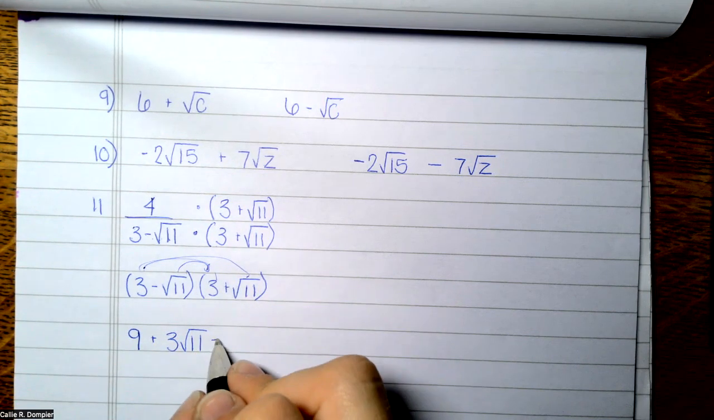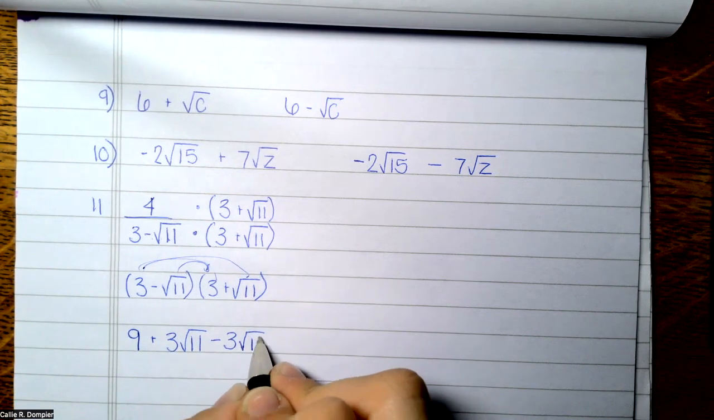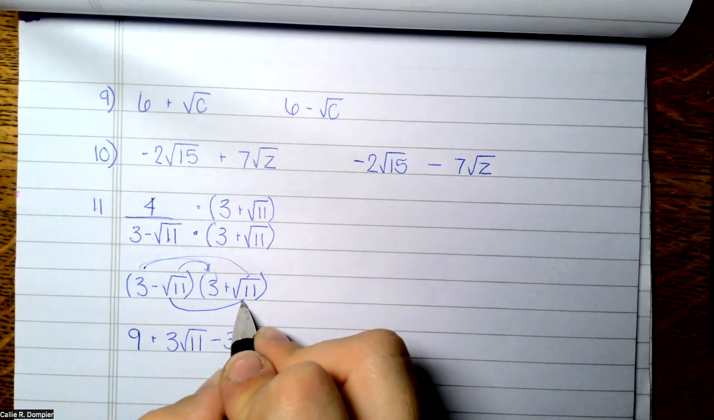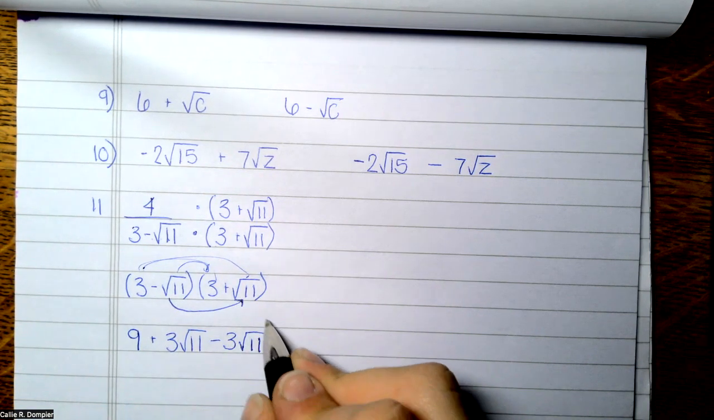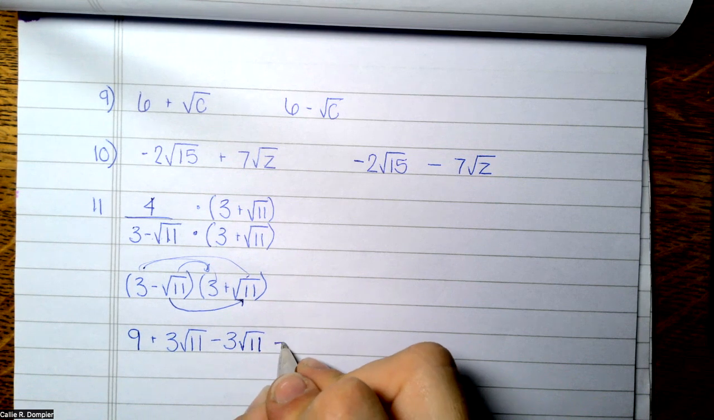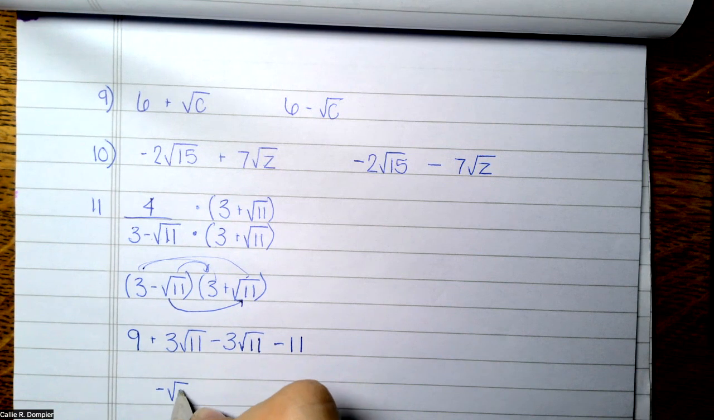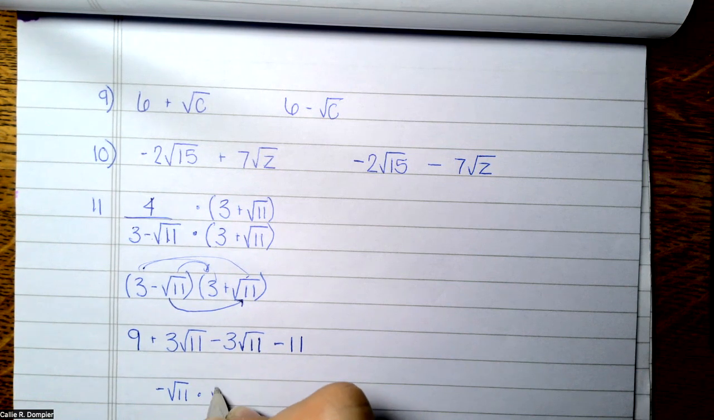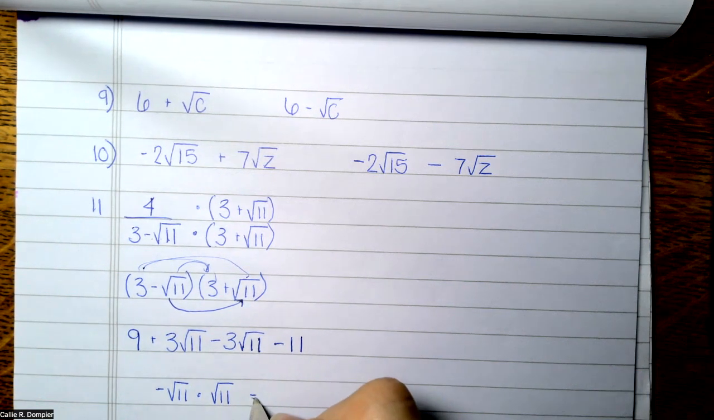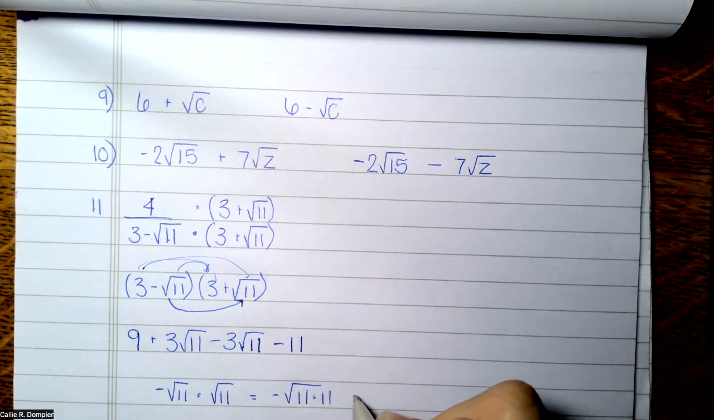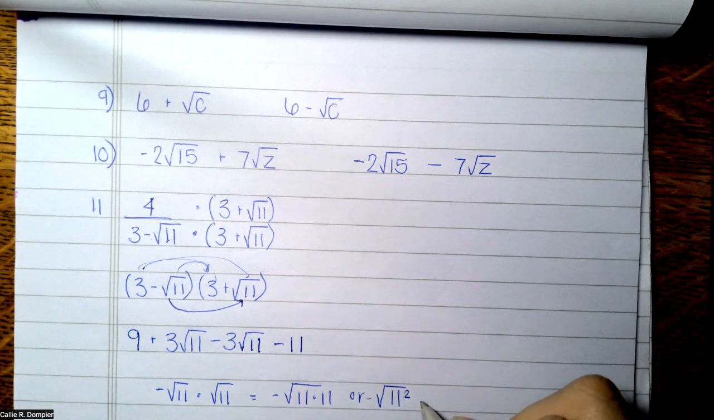Inside, minus 3 square root 11 last. Negative square root of 11 times square root of 11 is negative 11, right? Because negative square root of 11 times square root of 11 is negative square root of 11 times 11, or negative square root of 11 squared, or the negative square root of 144.